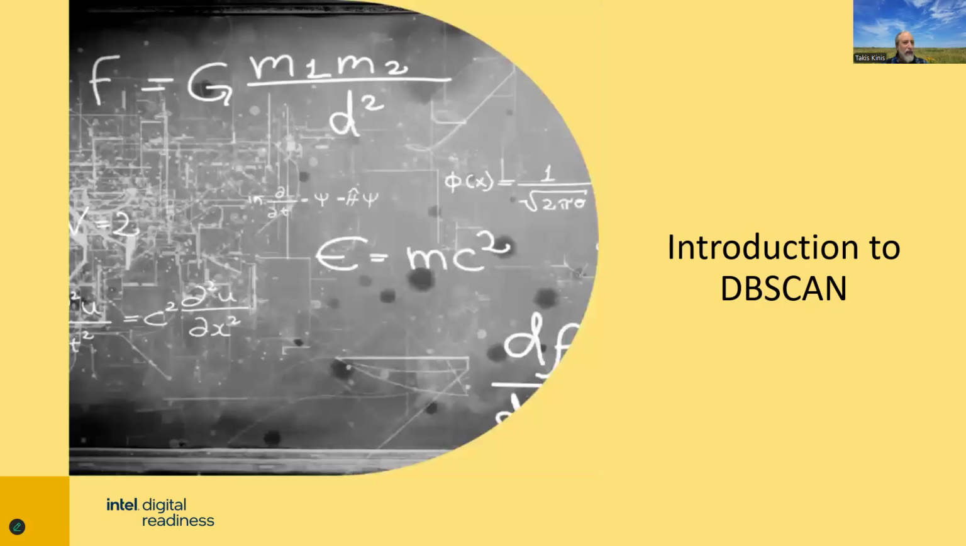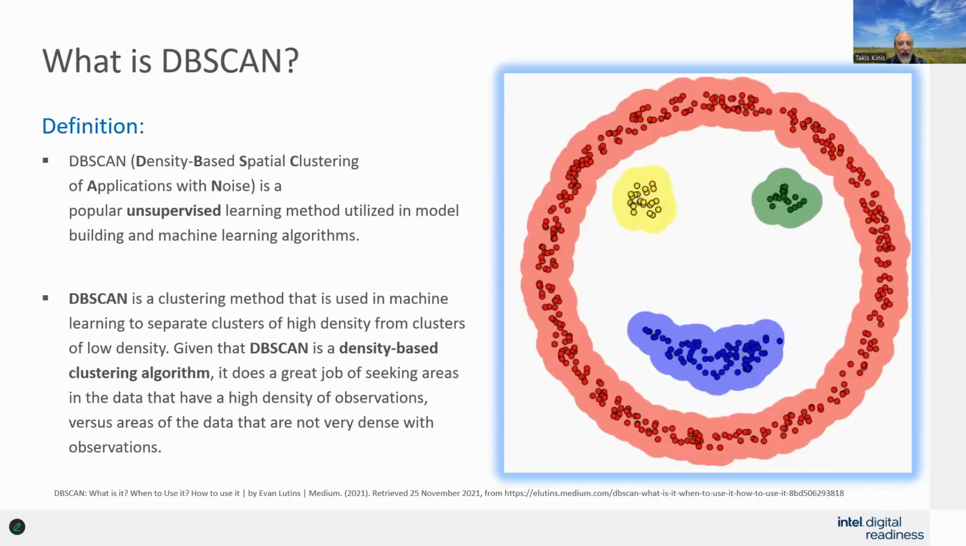But sometimes data takes really weird shapes, right? It says this is a method used in machine learning to separate clusters of high density, things that are really close together, from clusters of low density. Because this is a density-based algorithm, it does a good job of seeking areas in the data that have a high density of observations versus areas of data that are not very dense with observations. It doesn't necessarily say it's ignoring them, but it clearly is saying, okay, there's a lot of data right here. Why is it there? That's kind of the approach.